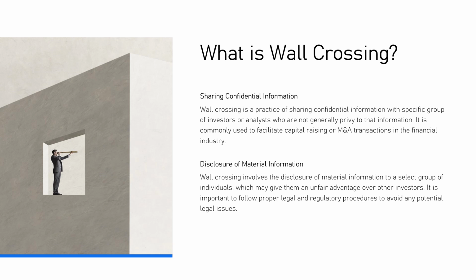Disclosure of material information. Wall crossing involves the disclosure of material information to a select group of individuals, which may give them an unfair advantage over other investors. It is important to follow proper legal and regulatory procedures to avoid any potential legal issues.